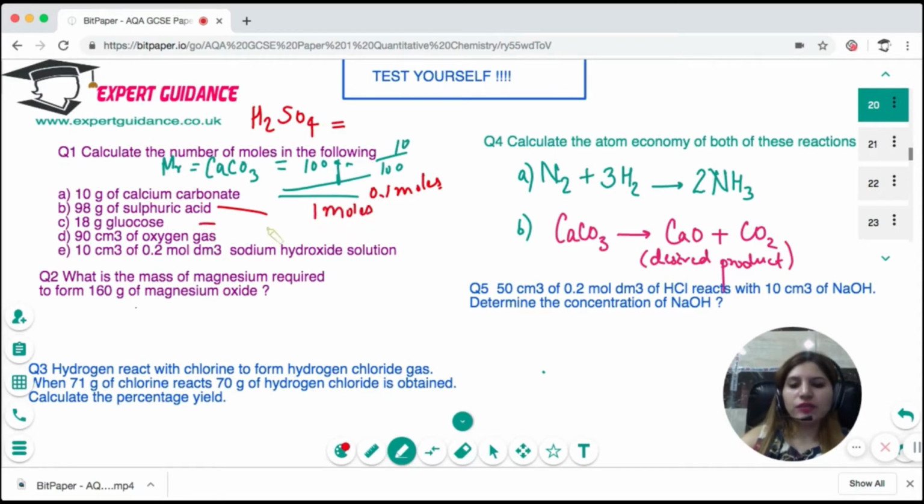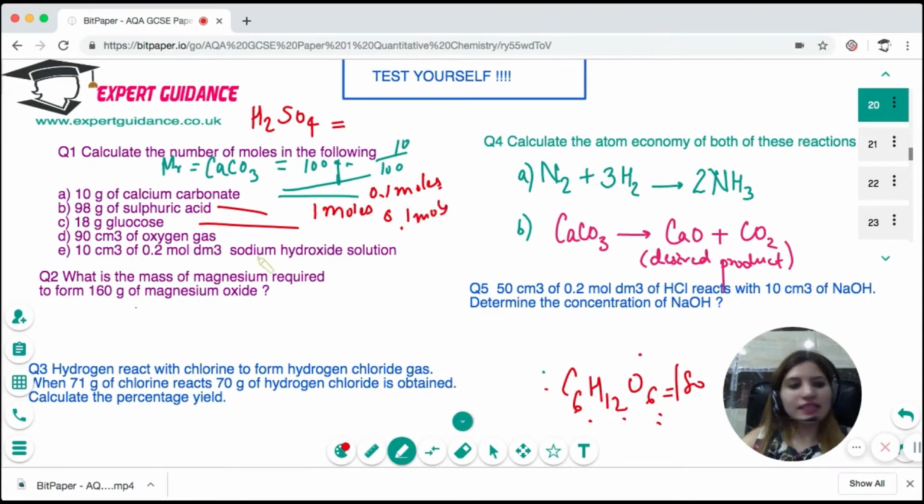18 grams of glucose. Now what is glucose? Glucose is C6H12O6. So you will do 12 times 6 plus 12 plus 16 times 6. So that will give you the MR as 180. And you do 18 divided by 180. And that will give you the answer as 1/10. So that is 0.1 moles of glucose.